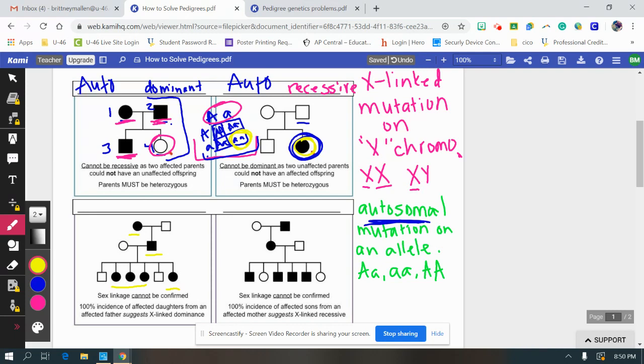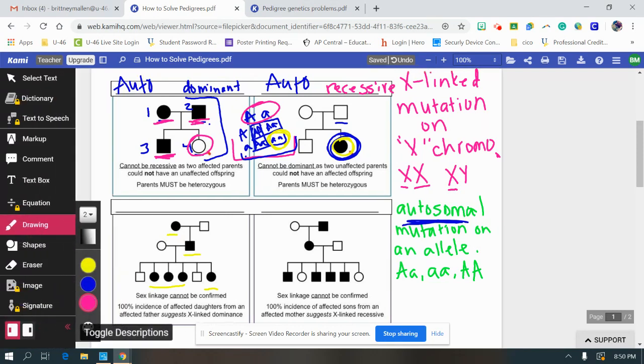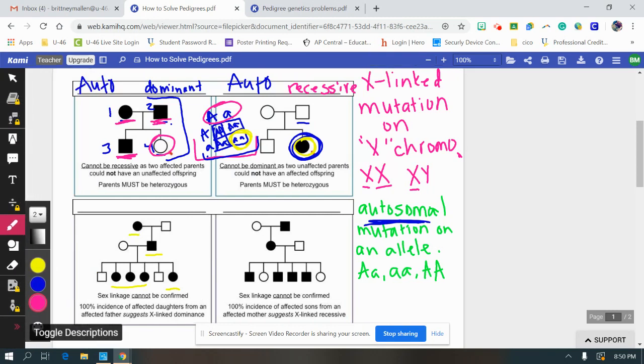Pedigrees don't confirm that there's a mutation or something wrong with the family. They're literally just a tool for scientists to use to show it. So we would never take this to a family and say, hey, I drew a pedigree showing that you have this trait or you have this disease. But you could use it to try to figure out if they did or not.